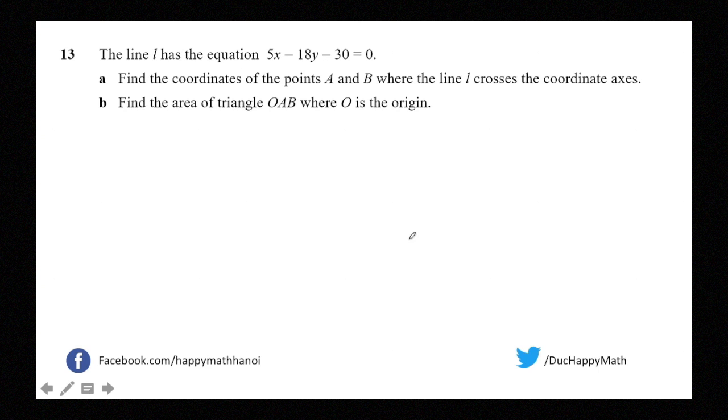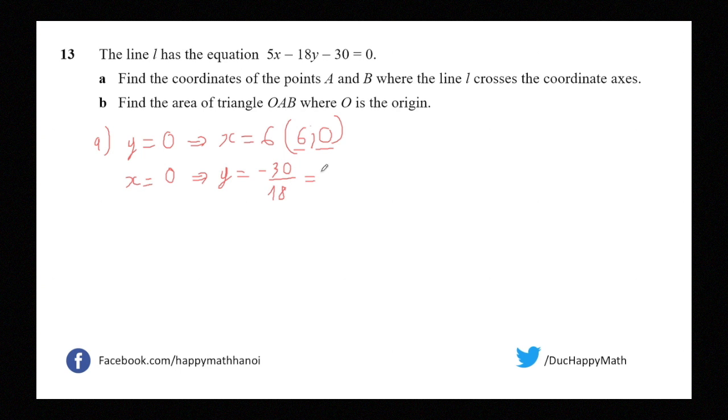The line L has an equation. Find the coordinates of the points A and B where the line crosses the coordinate axis. Find the area of the triangle AOB where O is the origin. Okay, so question A. In the same way as the previous exercise, I put y equal to 0 first, so x equal to 6, the point 6, 0. 6 first, y second. X equal to 0, so y equal to minus 30 over 18, so minus 5 divided by 3.